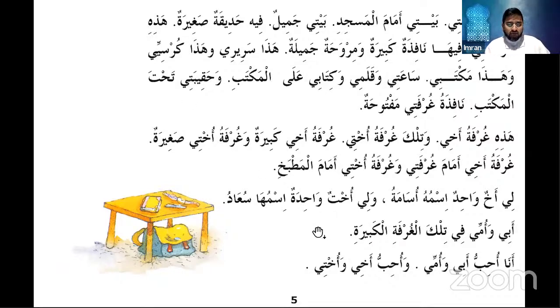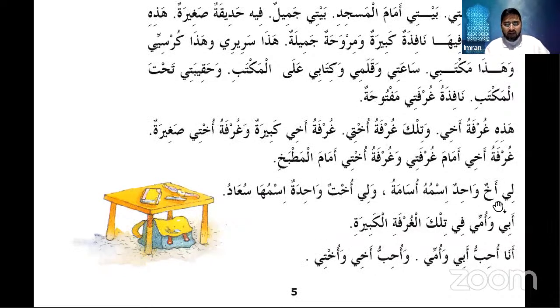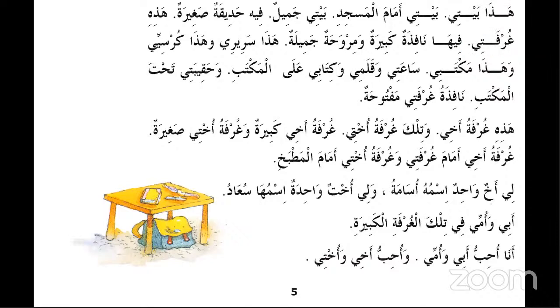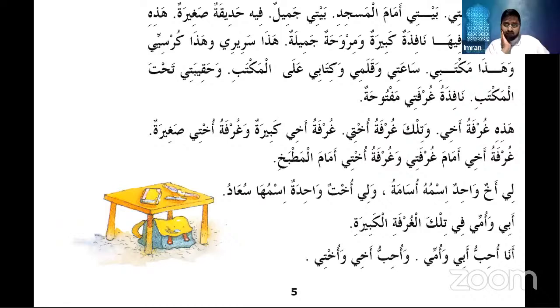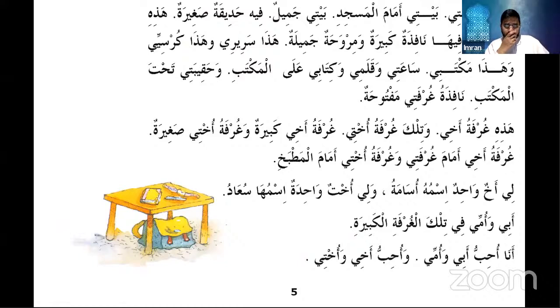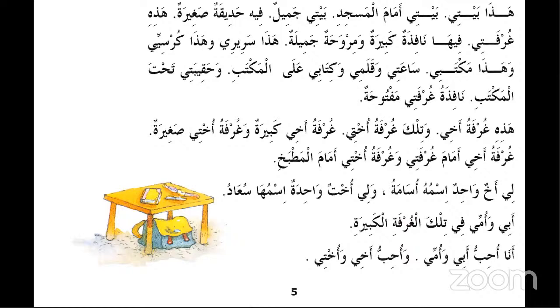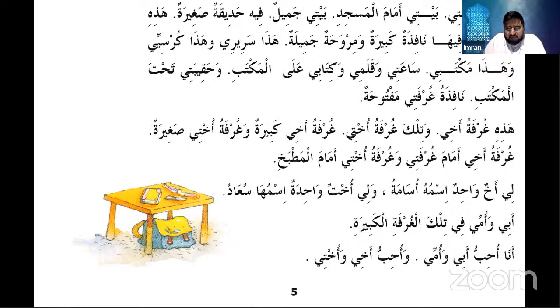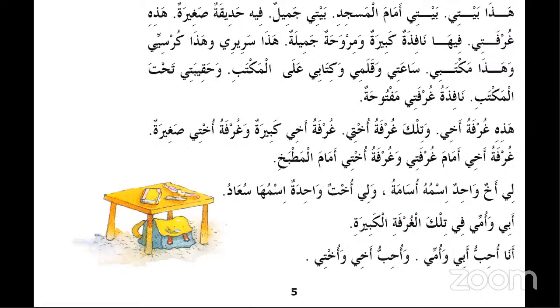Bismillah, Durdana. Li akhun wahid ismuhu Usama. Oh, I have one brother and his name is Usama. Wa li ukhtun wahidatun ismuha Suad. And I have one sister and her name is Suad. Abi wa ummi fi tilka al-ghurfati al-kabirah. My father and my mother are in that big room.